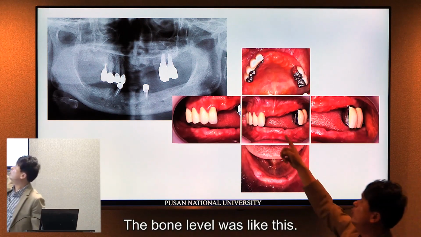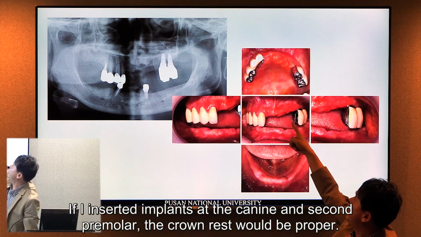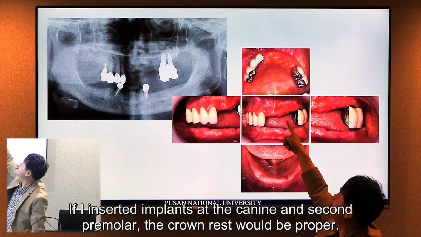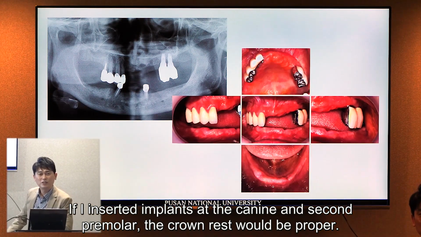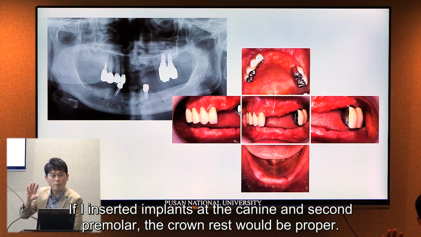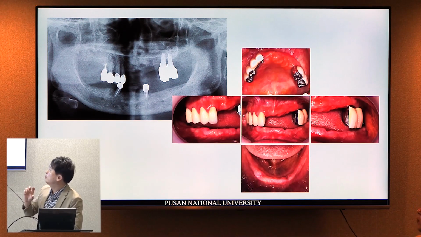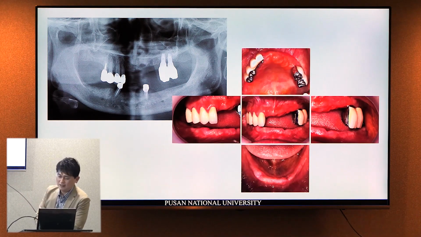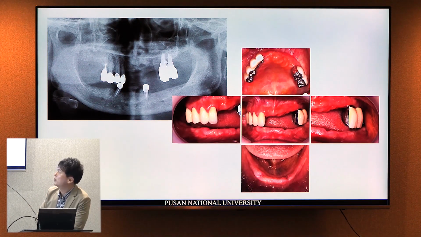You know, the bone level is like this. So at that time, if I inserted the canine and second premolar, the crown ranks would be proper in the aspect of cleansing. But at the time, I'm a prosthetist. I couldn't proceed the surgical procedure perfectly.